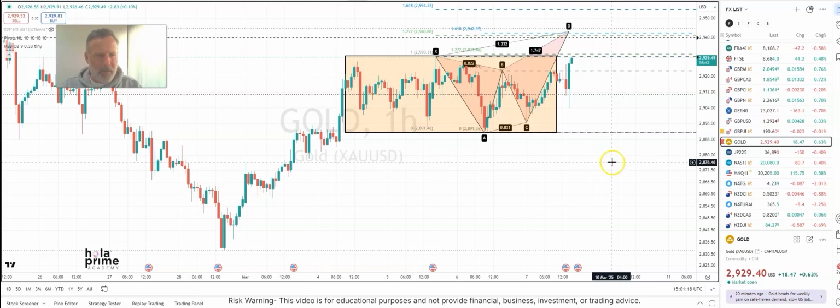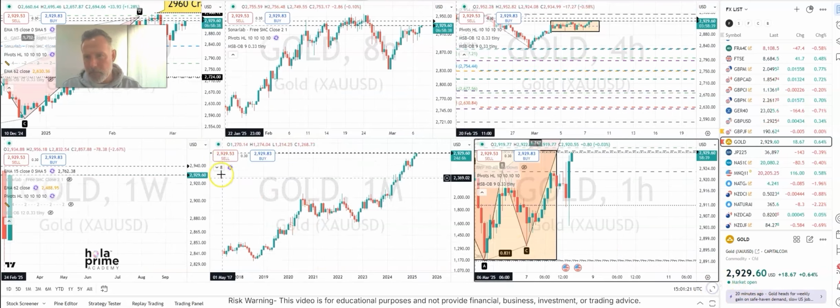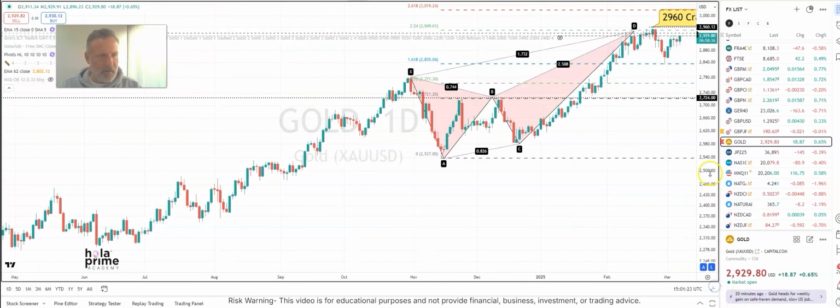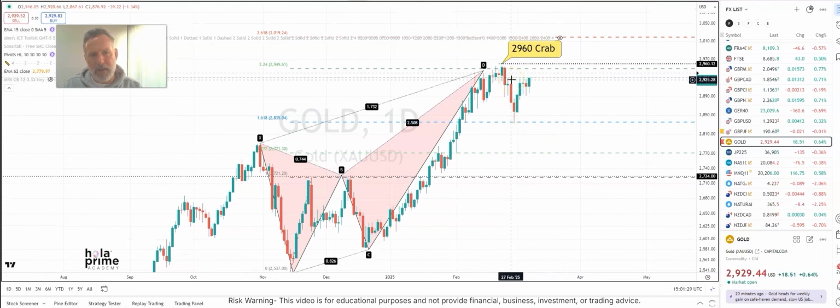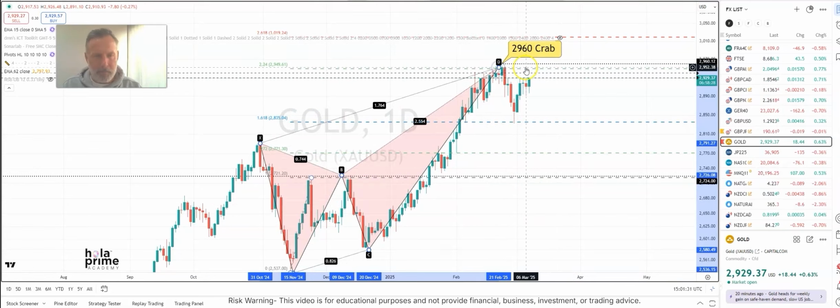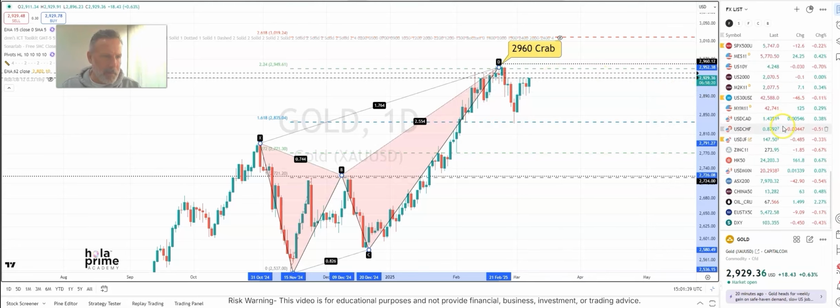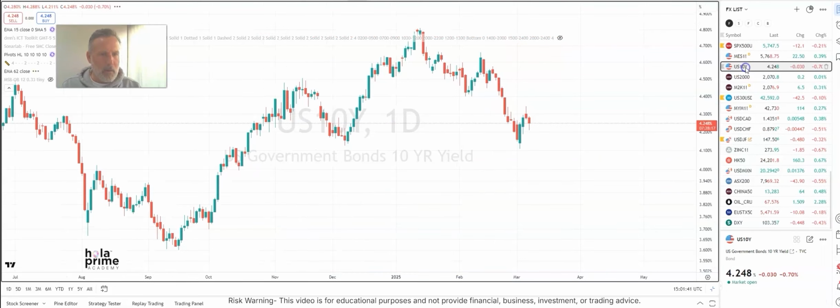gold lower. And if we look at big picture analysis, this is the daily chart. We've actually completed what's known as a crab pattern all the way up here. So we could be seeing a medium-term swing high. If we look at US 10-year, again talking about correlation, there's a correlation between US 10-year and gold. When US 10-year moves to the upside, gold will have a tendency to move lower.